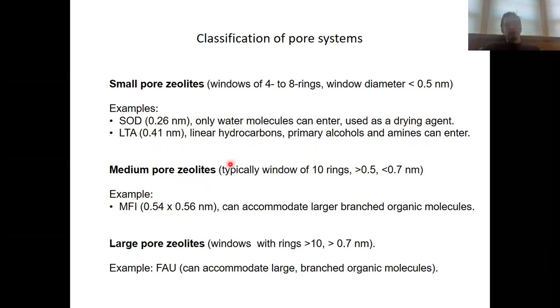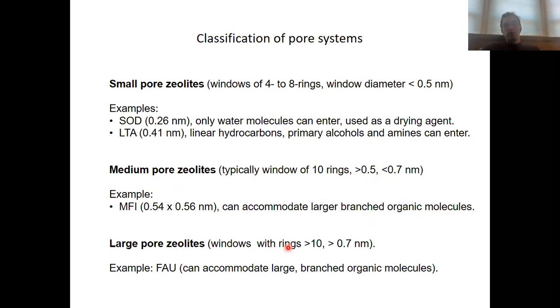Then we have so-called medium pore zeolites. They typically have windows of 10 membered rings, and the pore sizes are between 0.5 and 0.7 nanometers. MFI, for instance, is an example. These zeolites can accommodate not only linear hydrocarbons, but also larger branched organic molecules.